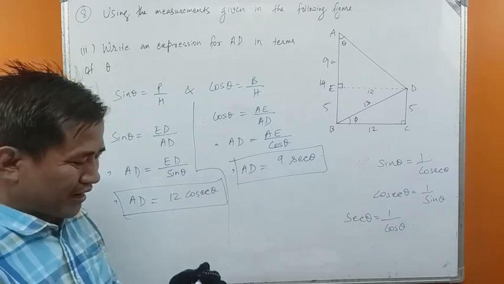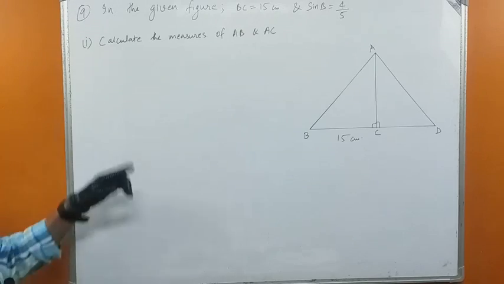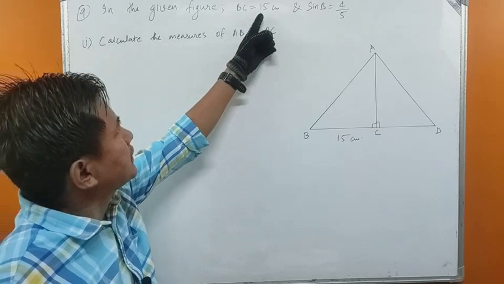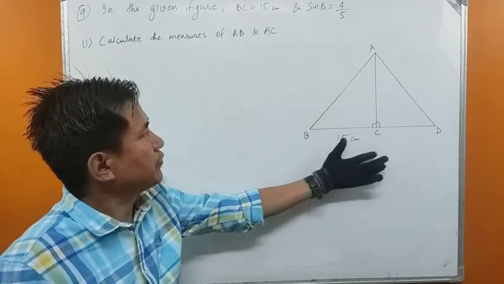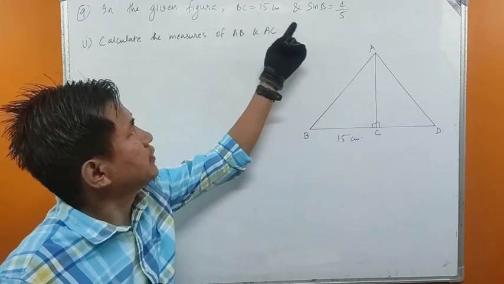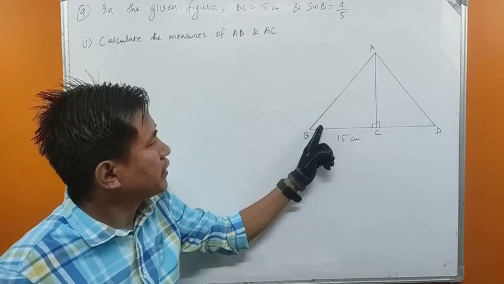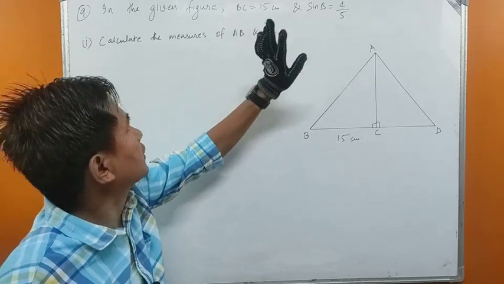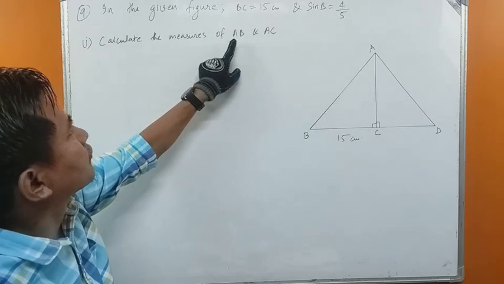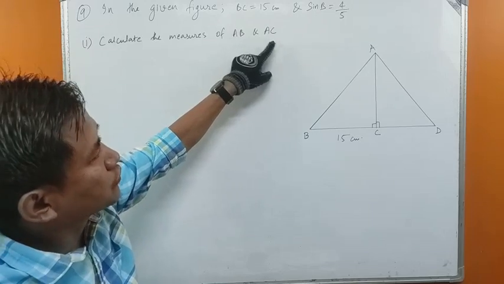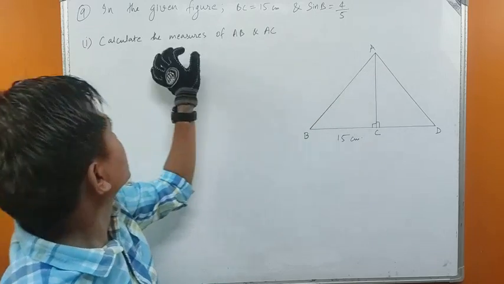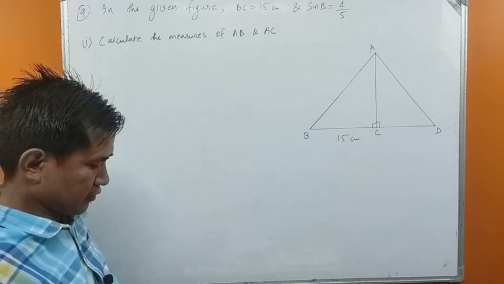Now let us do question number 9. In the given figure, BC equals 15 centimeters, and sine B equals 4 upon 5. These two are the given conditions. Calculate the measures of AB and AC. So we are asked to find AB and AC. Let us do this question.